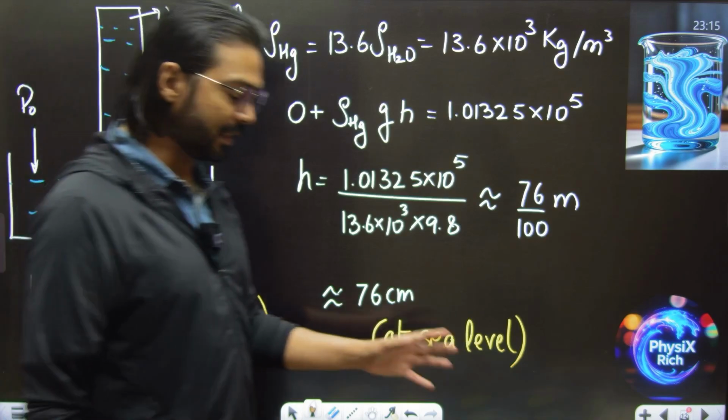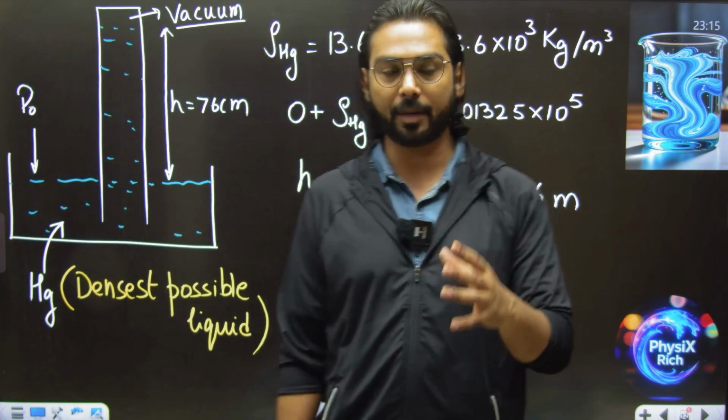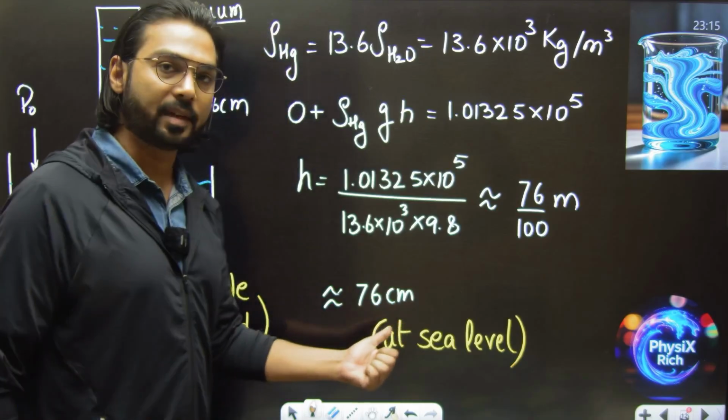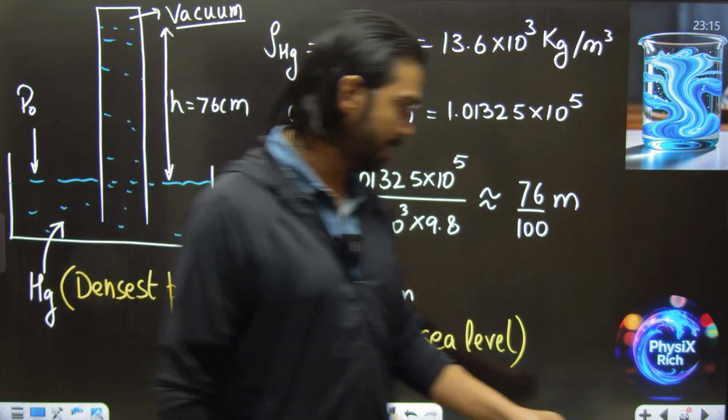And of course, we do this at sea level. We do not do this on the mountains, all right? Because on the mountains, this value would be lesser than 76.